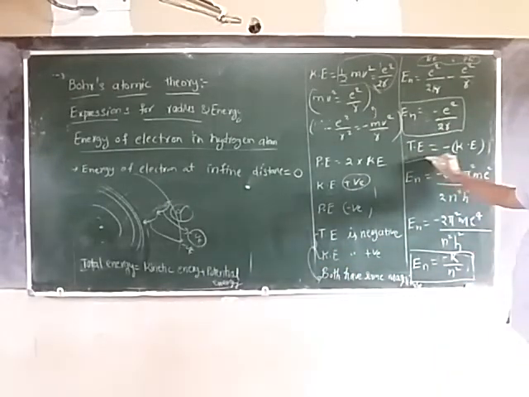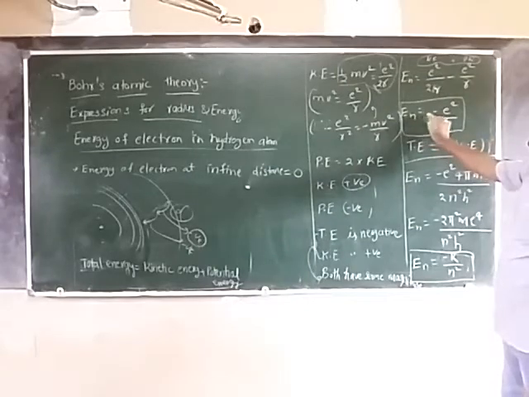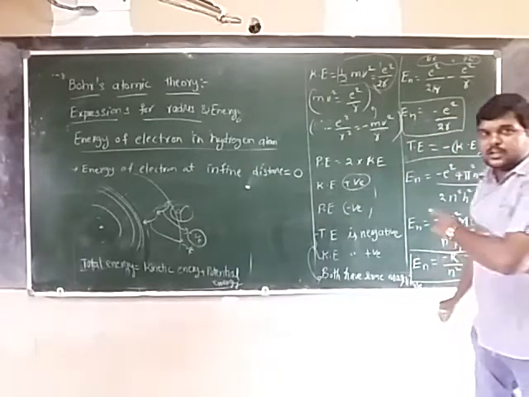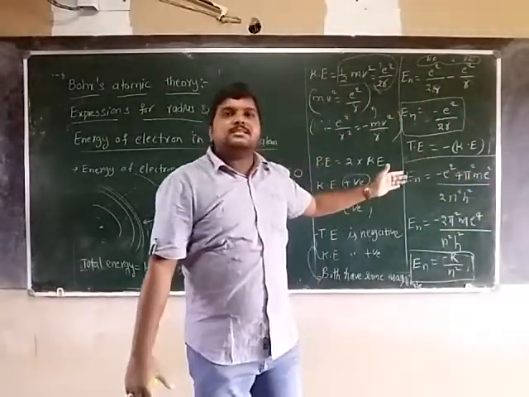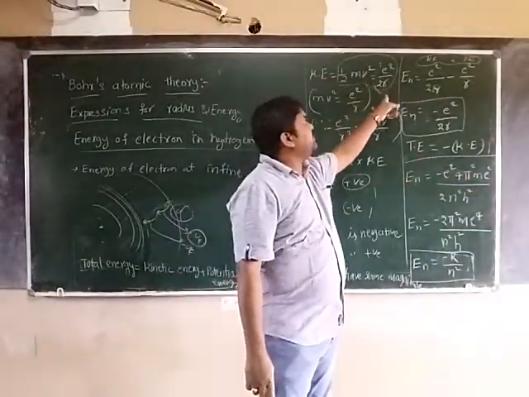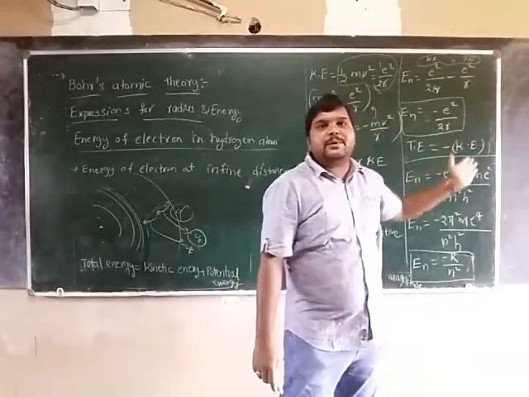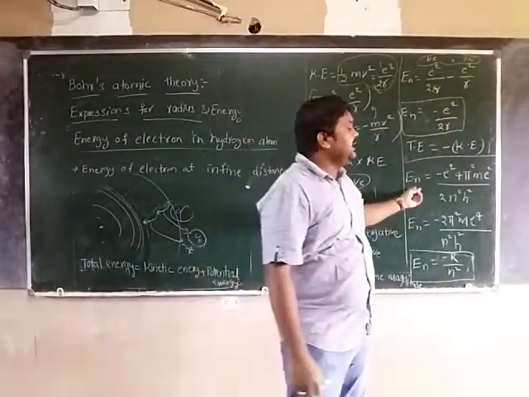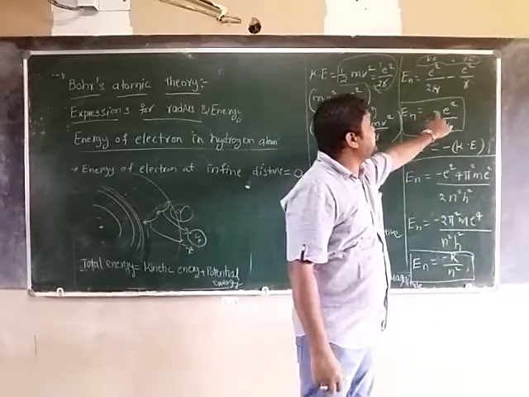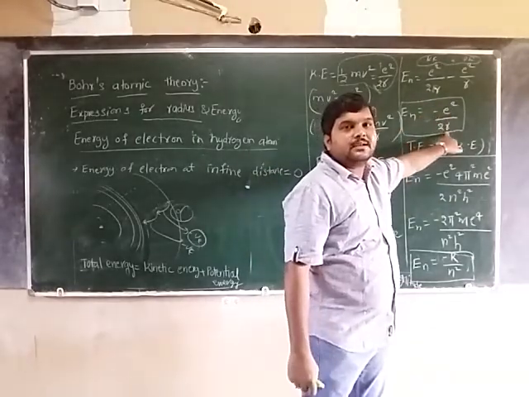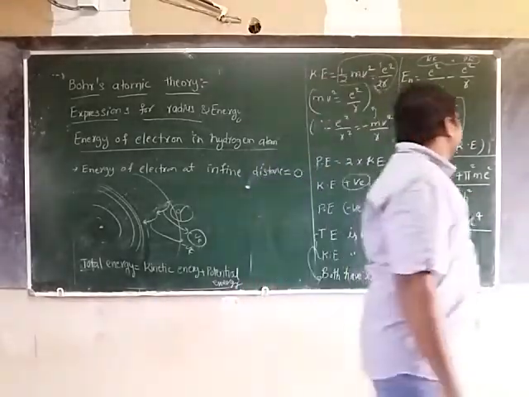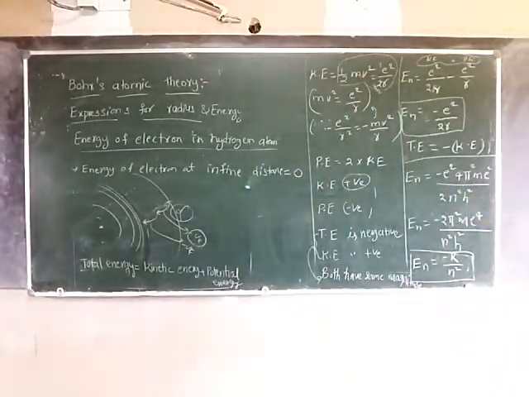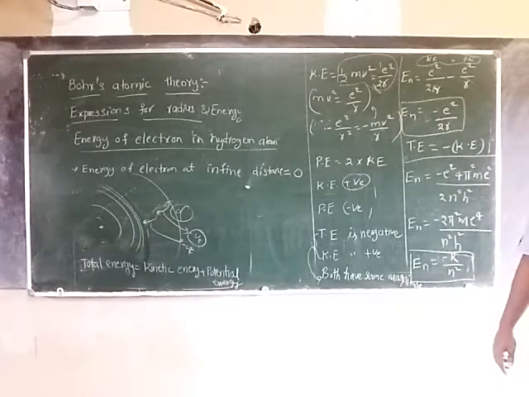So now we can see that En is equal to minus e square by 2r. I think all of you understood that total energy is equal to minus kinetic energy, so both have the same magnitude. This is e square by 2r, and this is minus e square by 2r. Now En is equal to minus e square by 2r. Radius of the orbit r is equal to n square h square by 4 pi square me square. Yes or no?